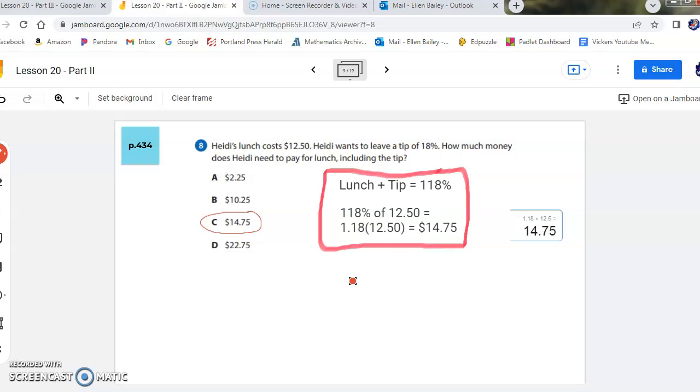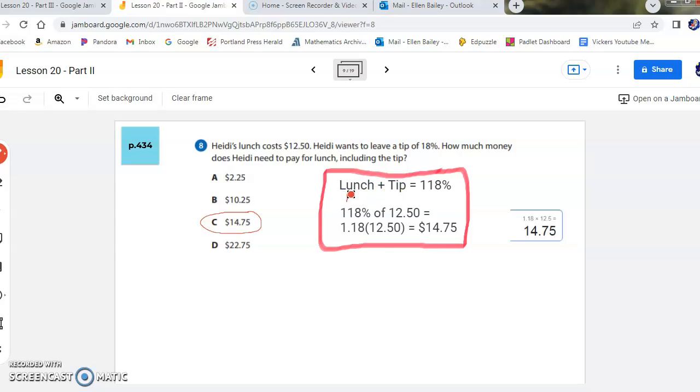Number 8, you can see I've already got the correct answer. So if you want to be writing that down, here's the question. And I want this written down as well. Heidi's lunch cost $12.50. Heidi wants to leave a tip of 18%. How much money does Heidi need to pay for lunch, including the tip? So you guys, I did do this one in one step. The lunch plus the tip, right?